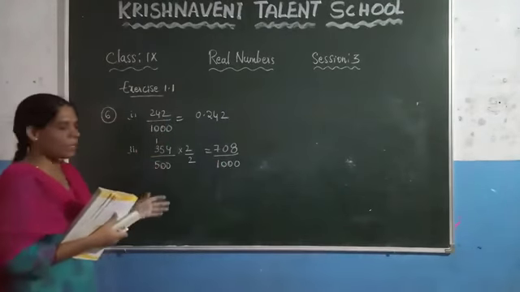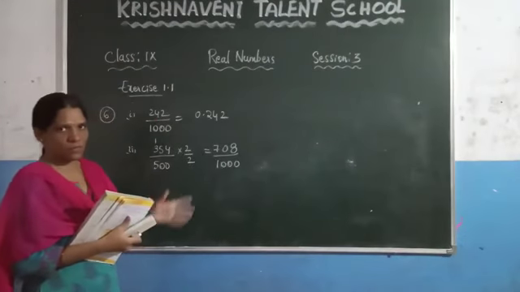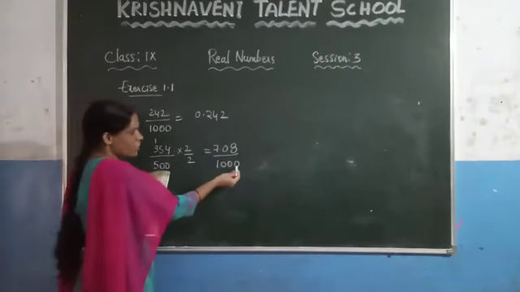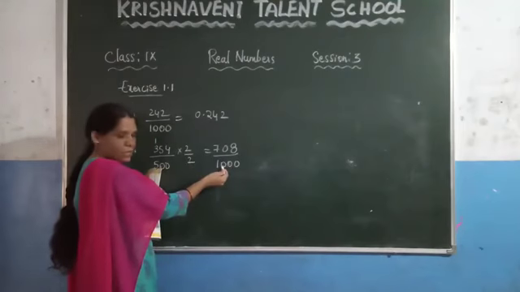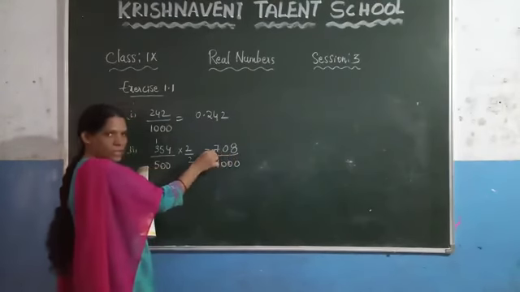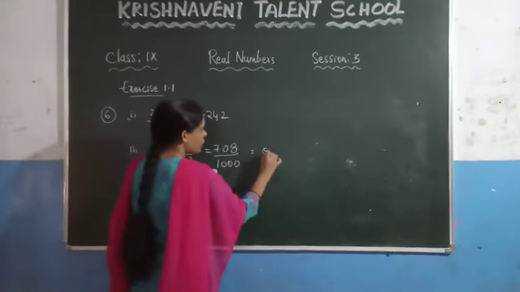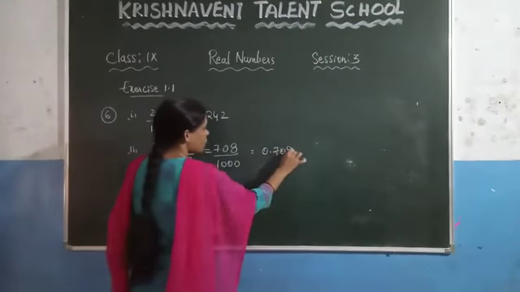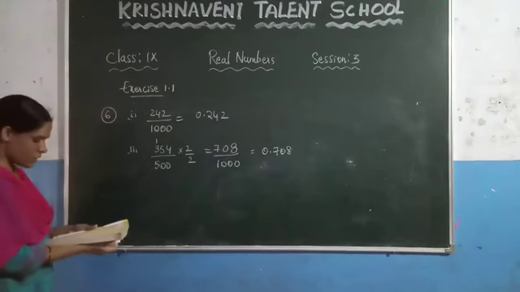Now we have made the denominator 1000. Now it is very simple. You just have to check how many zeros are there. 3 zeros are there. So you need to move 3 digits. 1, 2, 3. Here you will get a point. So write it here: 0.708. Now see the next question.